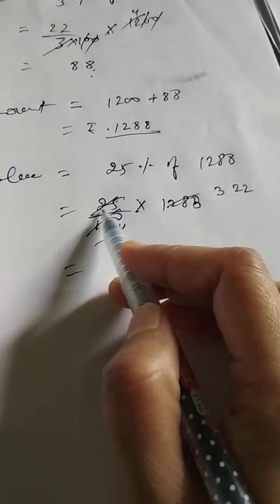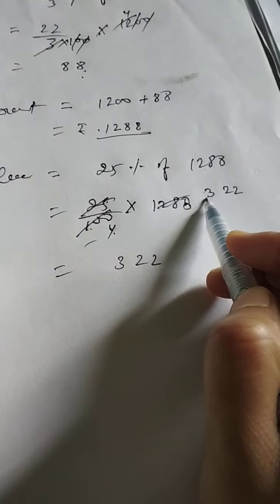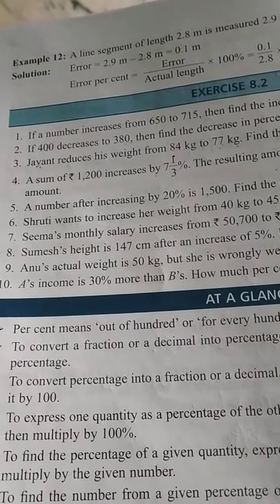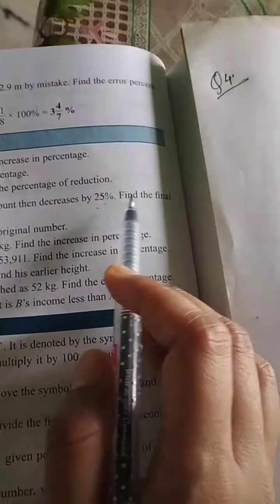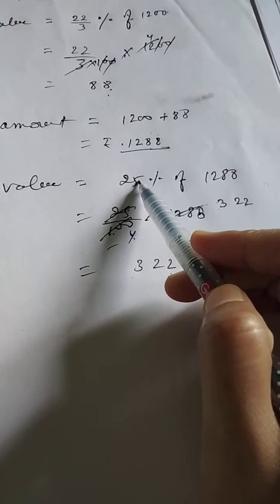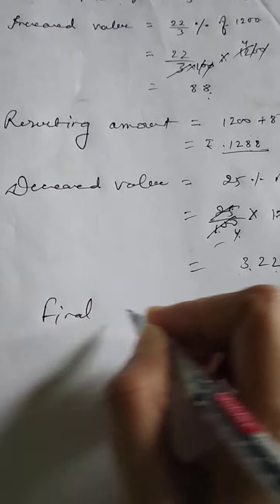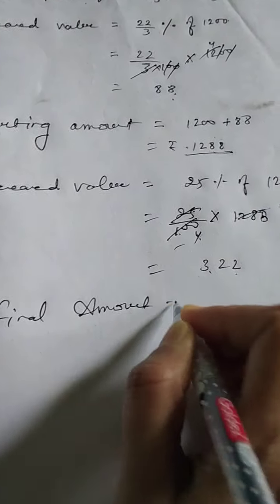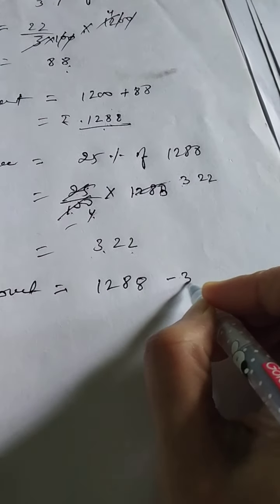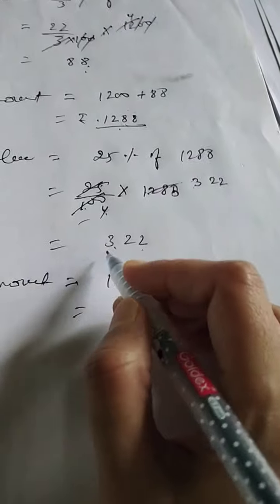You can see here 25% of 4 ja 100, then 4 3 ja 12, 4 2 ja 8, 4 2 ja 8. 322 is the decreased value. You have to find the final amount. Final amount means the resulting amount was this, and from this much percentage was decreased. Means the final amount will be what? Final amount is equal to this resulting 21288 minus 322, because this amount is decreased.